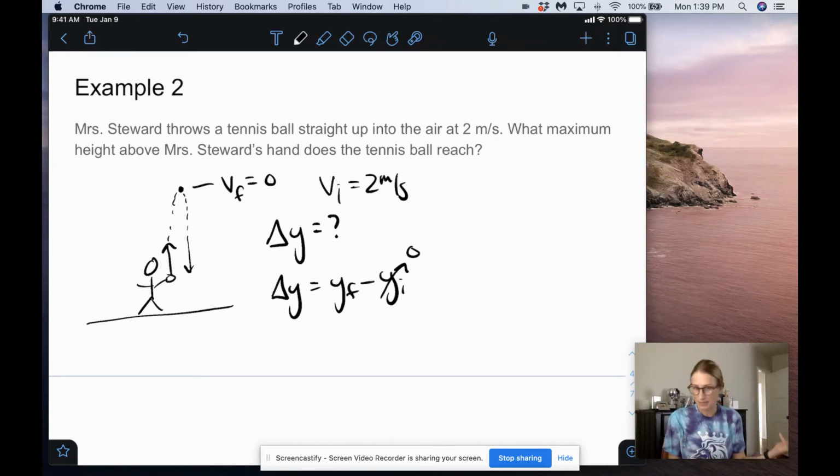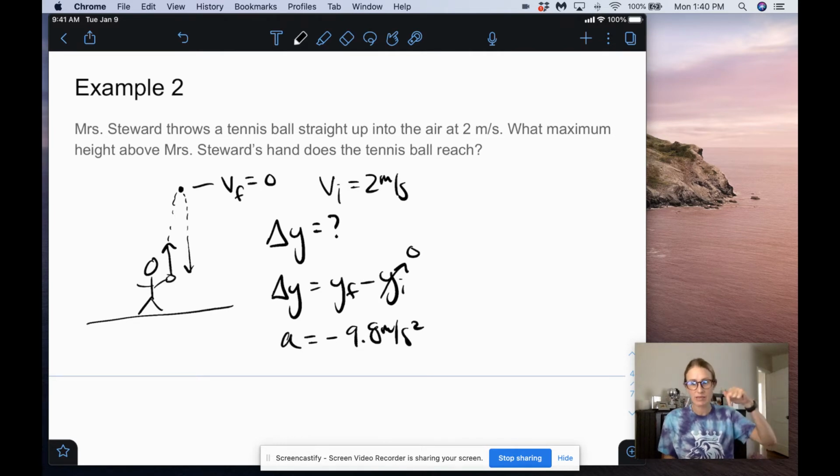And then last but not least, our last hidden given here is that the acceleration of gravity is a negative 9.8 meters per second squared. I make it negative because it's pointed down, and we know this tennis ball is moving upward, and I said that that's a positive 2 meters per second. It's a positive change in position, and therefore my acceleration of gravity will be negative.